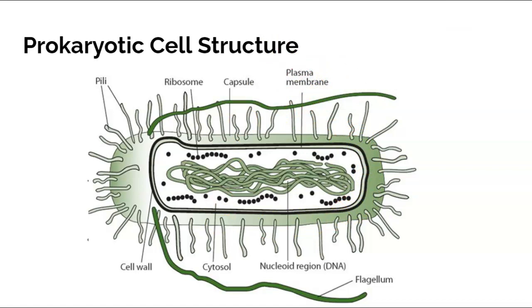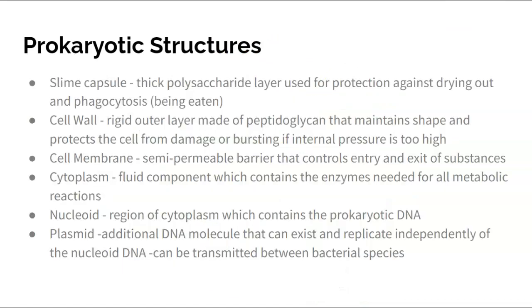Okay, so once you have that drawn, we can talk about what all of these things are. The slime capsule is for protection, protection against drying out and from being eaten, because bacteria are small and can be eaten accidentally. The cell wall is a rigid outer layer that maintains its shape. It's again for protection. The cell membrane controls entry and exit of substances. Cytoplasm contains enzymes for metabolic reactions.